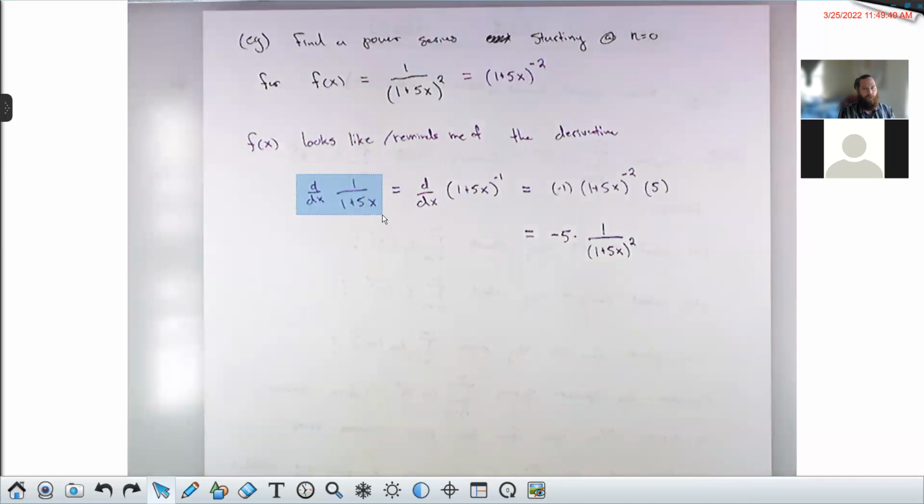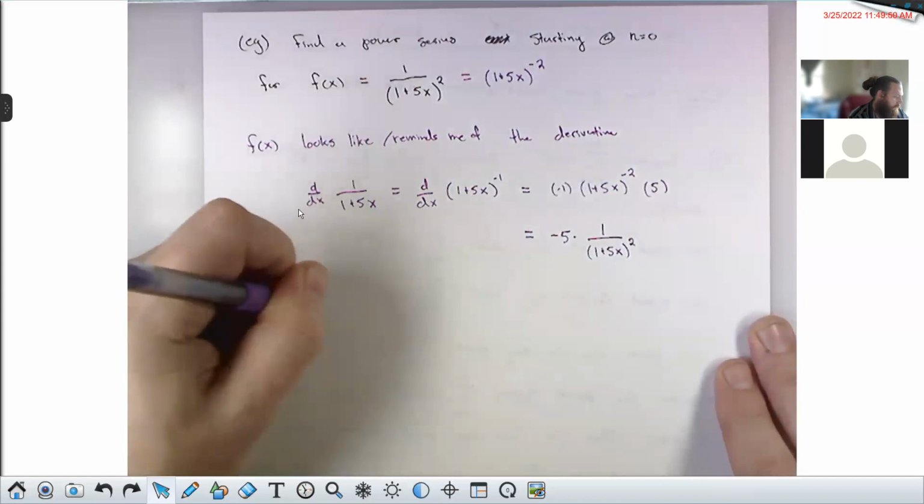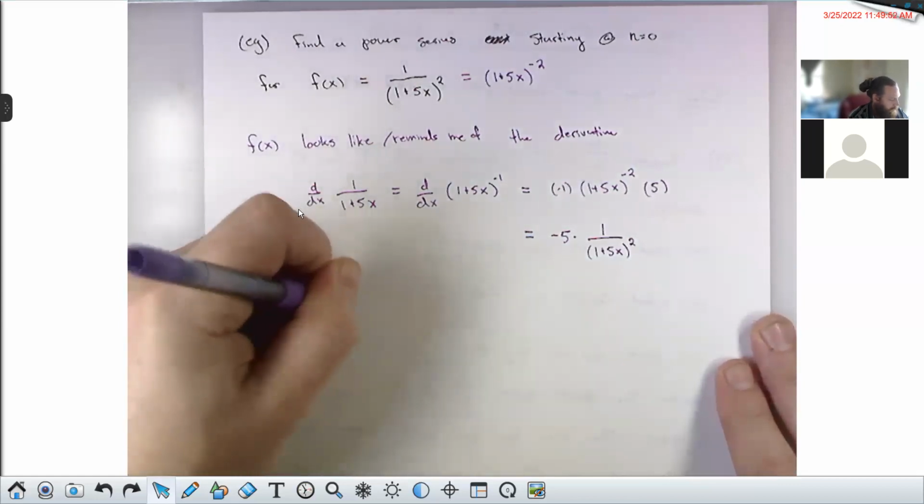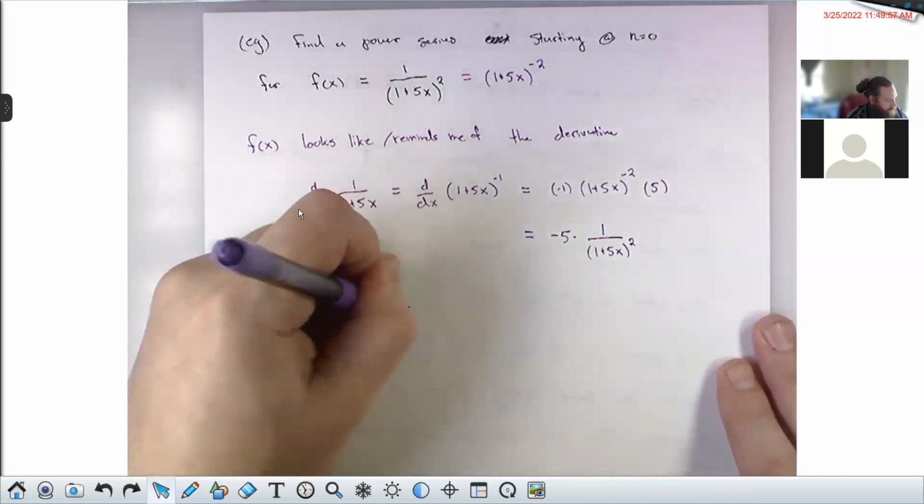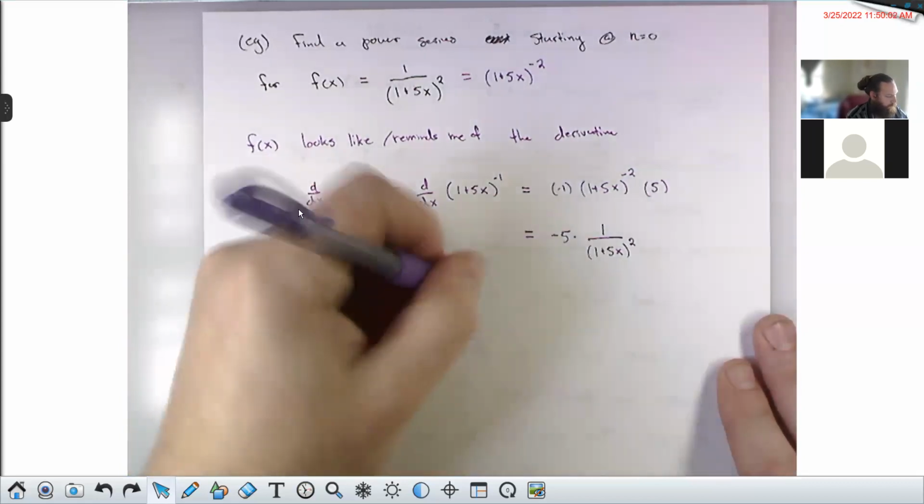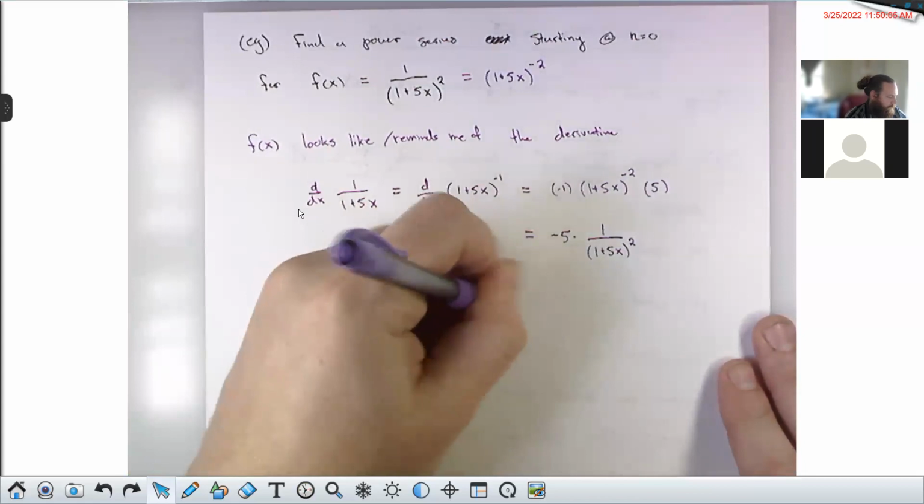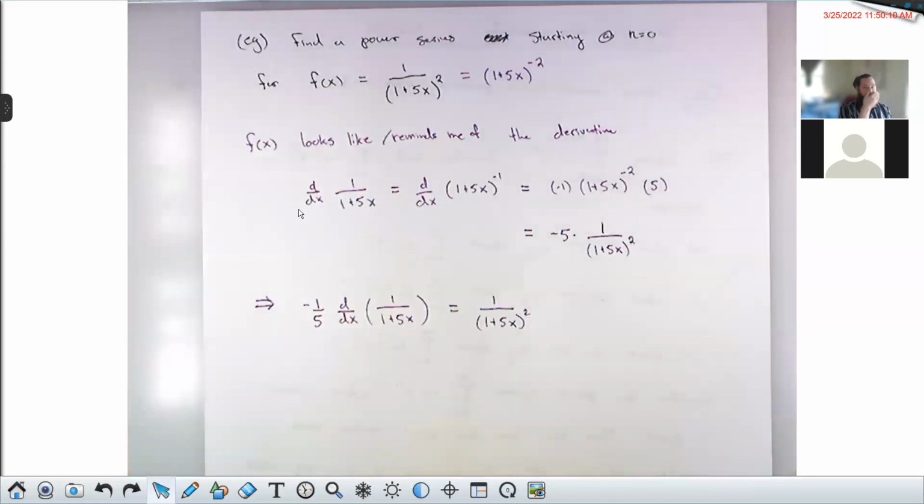So take this thing equals this thing and divide both sides by negative 5. That means that negative 1/5 times the derivative of 1 over 1 plus 5x is equal to 1 over parentheses 1 plus 5x all squared. And that's my function. This is f of x.